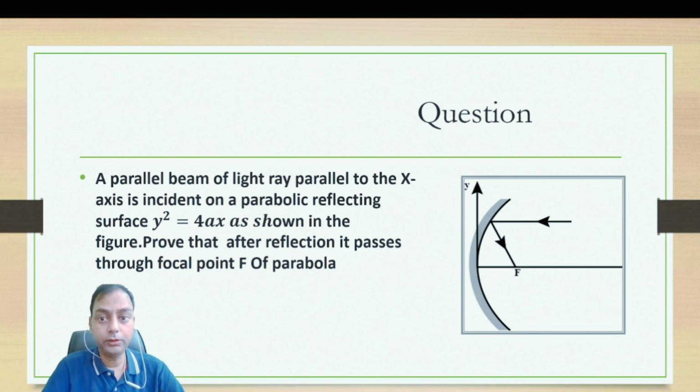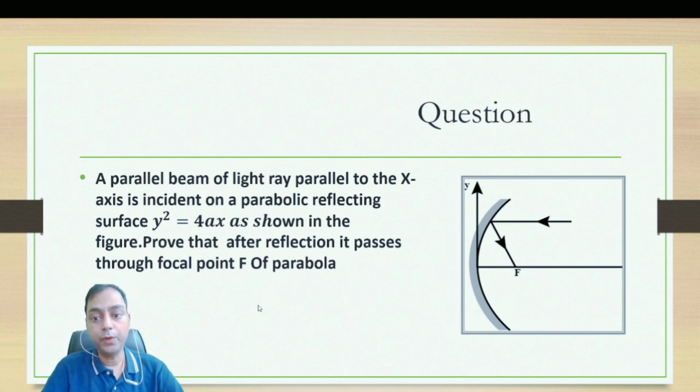Hello students, in this video I am going to discuss a very interesting question from the topic parabola. The question is, a parallel beam of light ray parallel to the x-axis is incident on a parabolic reflecting surface y square is equal to 4x as shown in the figure. Prove that after reflection it passes through focal point F of parabola.